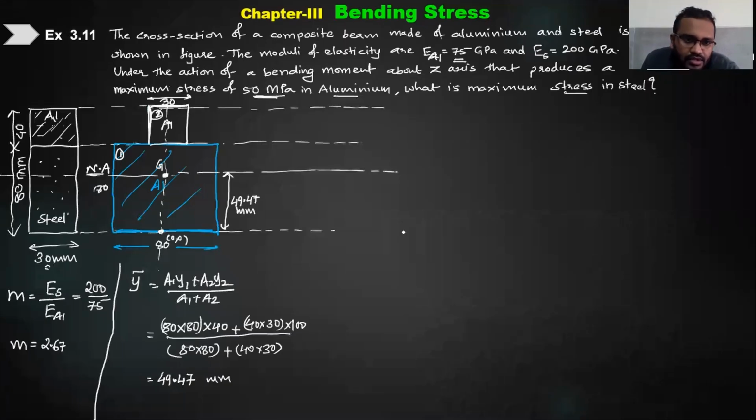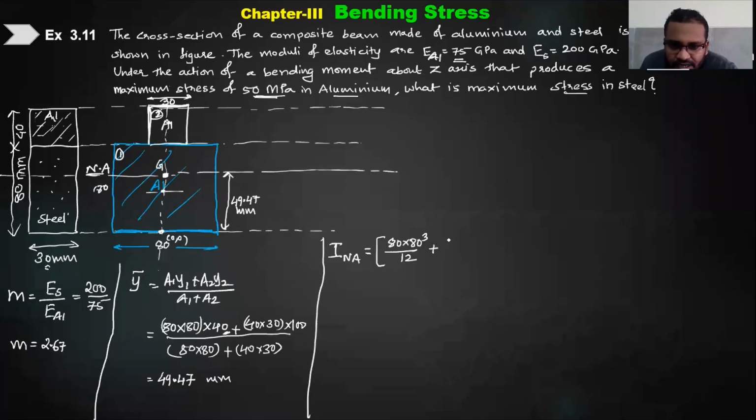Now once you know this 49.47 mm as y bar, you need to find out the inertia about the neutral axis. So can you tell me how you will calculate the inertia about the neutral axis? Yes. Let us start with the bigger rectangle. The bigger rectangle is 80 cross 80, so it will be 80 into 80 cube by 12, which will be about its center, which was at 40. But we have to shift it, so for shifting, the area is 80 into 80 and into distance. The distance is from 40 to 49.47, so I simply multiply by 9.47 squared.